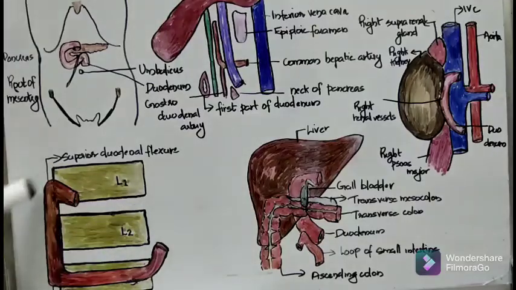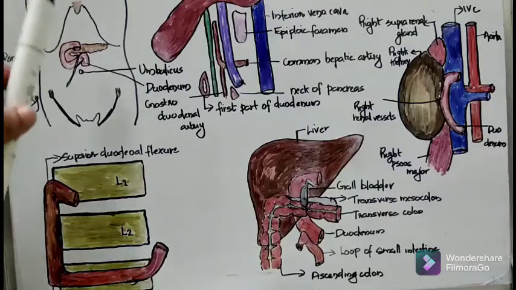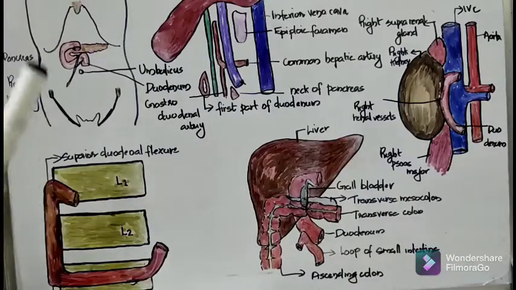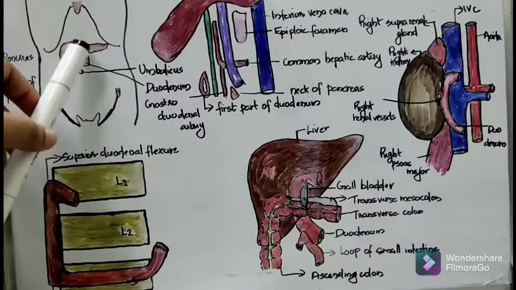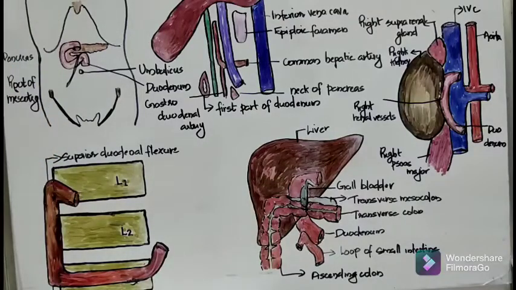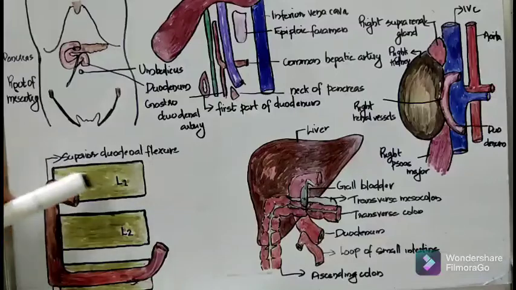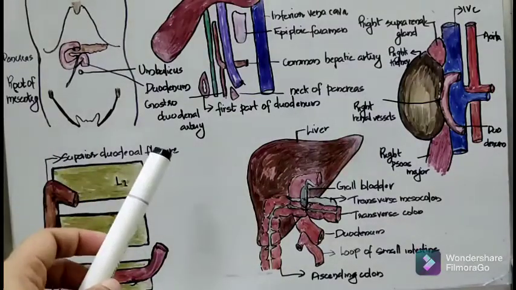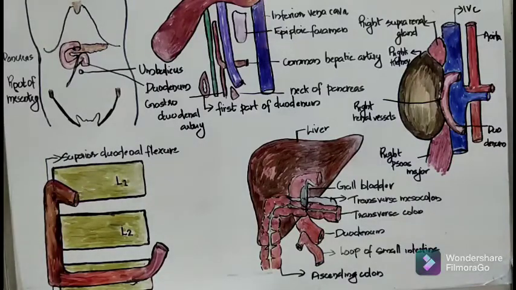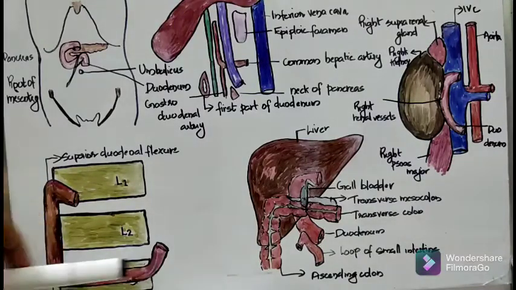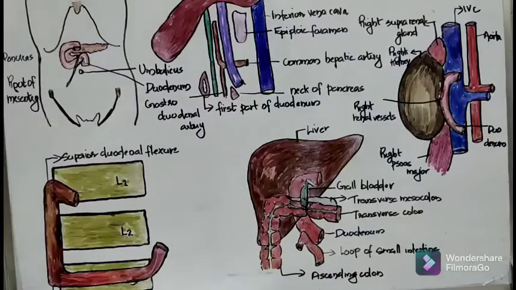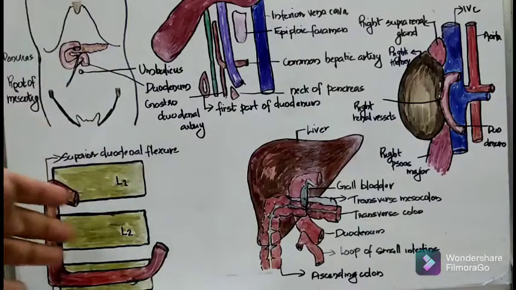In total, it is about 25 centimeter long. It starts at the pylorus and it ends at the duodenojejunal flexure. The first part, the superior part, is about 5 centimeter long. Next is the descending part, about 7.5 centimeter long. The horizontal part is about 10 centimeter long, and next is the ascending part, which is about 2.5 centimeter long. We'll discuss each of these parts in detail.